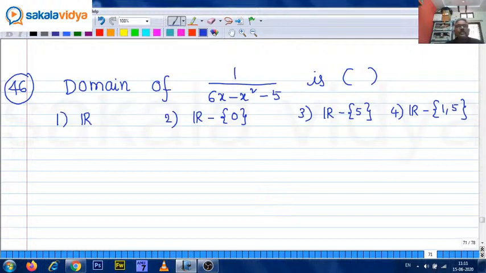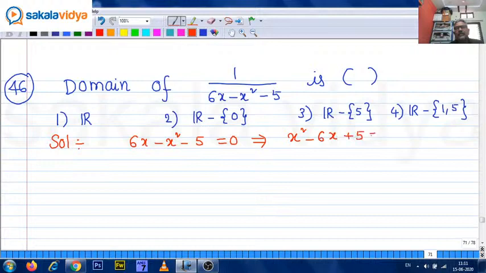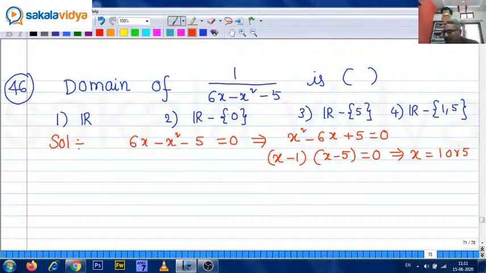Okay, now let us come to this question. This is in the form of 1 by g of x. First g of x is equated to 0. 6x minus x square minus 5 equals 0. Multiply with minus 1, you get x square minus 6x plus 5 equals 0. This we can write as x minus 1 into x minus 5 equals 0. So we get x is equal to 1 or 5. That means x does not equal 1, x does not equal 5.